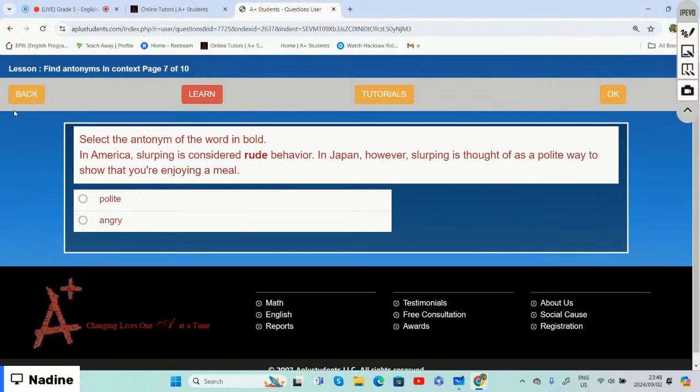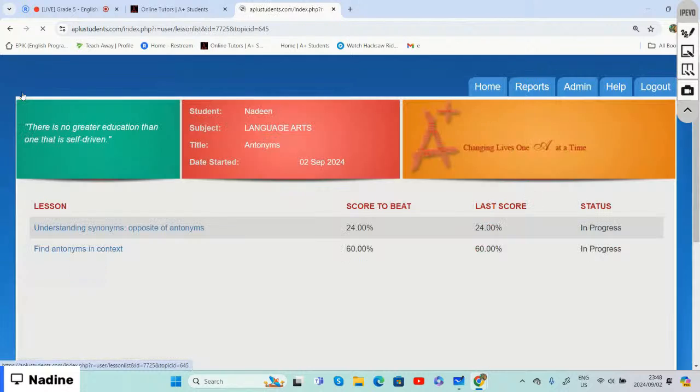Right, so guys, that is the end of our lesson on antonyms. We said antonyms are words with the opposite meaning, right? And we said synonyms are words with the same meaning.